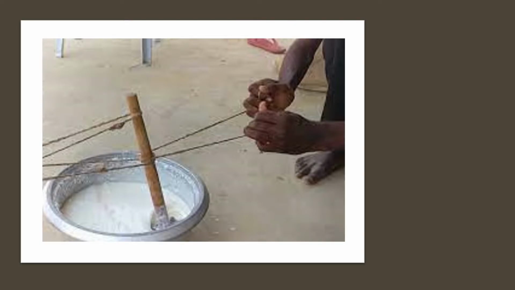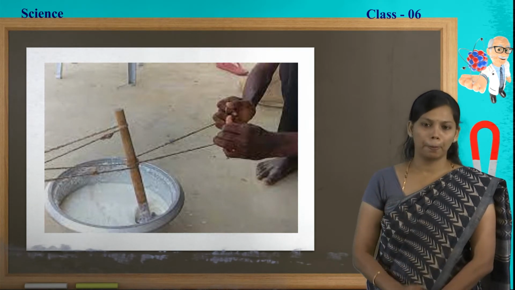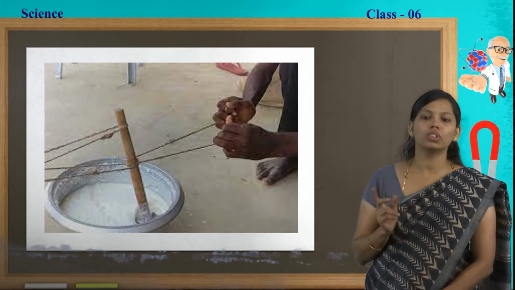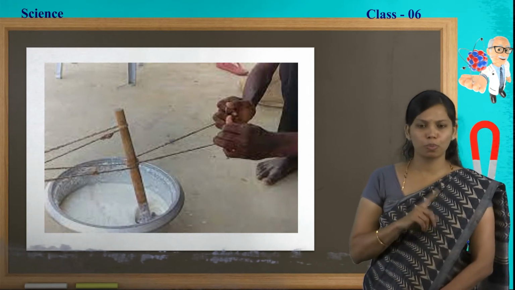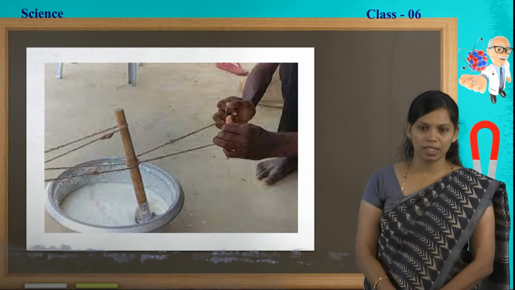What is that? It is churning of milk to get butter. After churning, what do we get? We get butter as well as buttermilk. Here, the butter as well as the buttermilk both are useful components. We use both the components in a different way to prepare the dishes, isn't it?